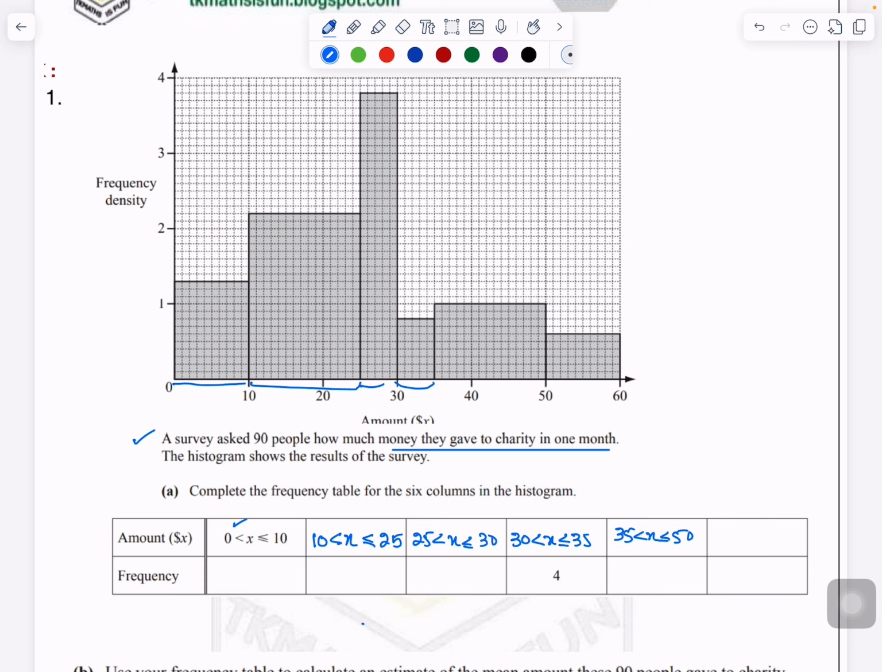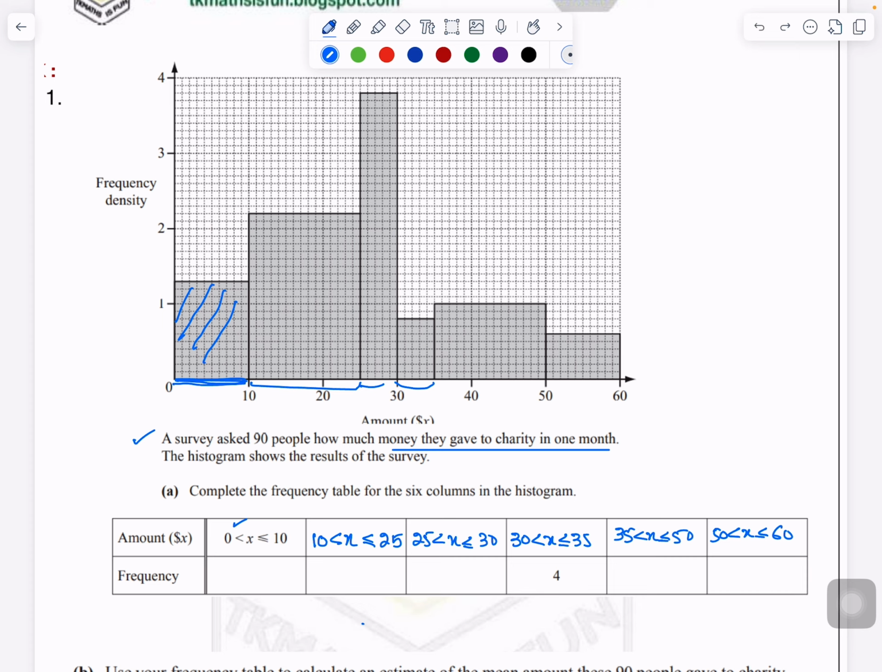And the last is 50 to 60. So after filling this out, now you have to fill out the frequency. And how do you calculate frequency? Frequency is representing the area of the bar, right? So just like the area formula, length into width. So class interval multiplied by this frequency density.